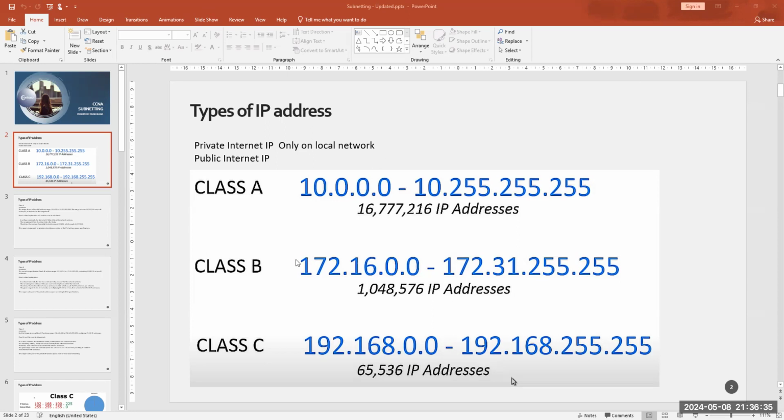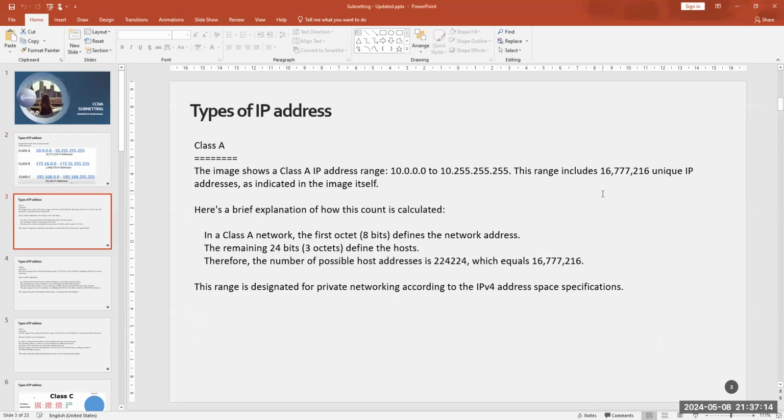Okay. So class A, if I have these IP addresses, how many IP addresses can I create? That is 16 lakhs, 77,000. No, it is more than 16 lakhs, right? So these many IP addresses can be created. Now, how this calculation is done, we will also see. Class B, if this is the IP addresses, these many IP addresses can be created. Class C, this many IP addresses can be created. How is the calculation done? What is the formula for this?